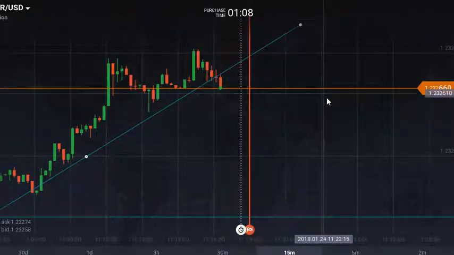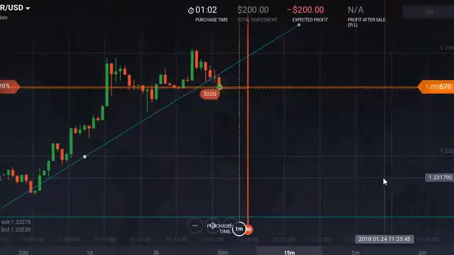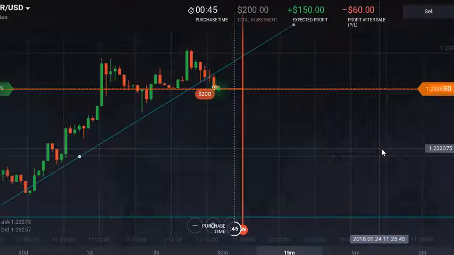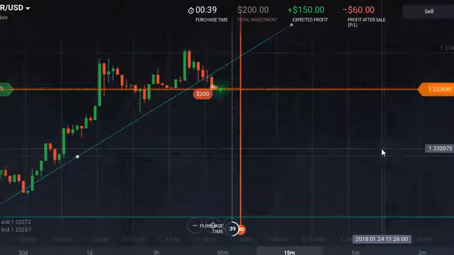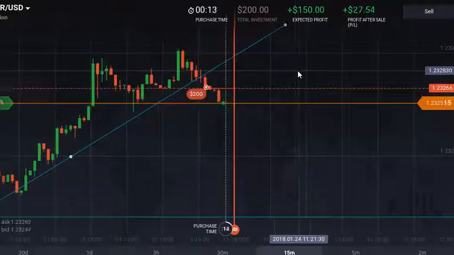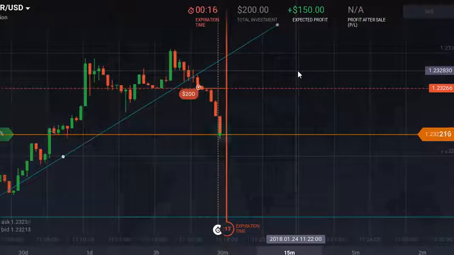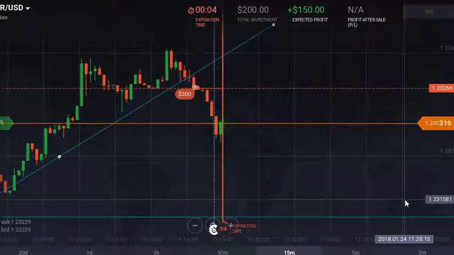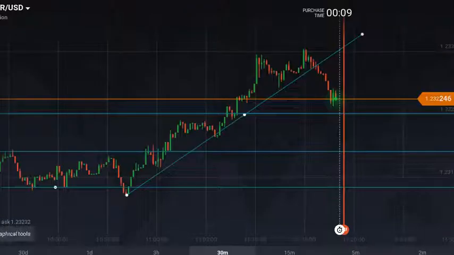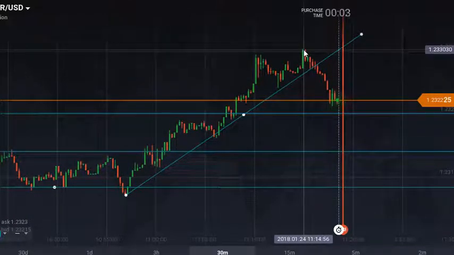So this trend line has been broken. We're looking at a short position right now. And now let's observe how the market behaves on this short position after the breakout of this trend line. So our trade is done. Let's move over to Fibonacci and see how far this trade will go.